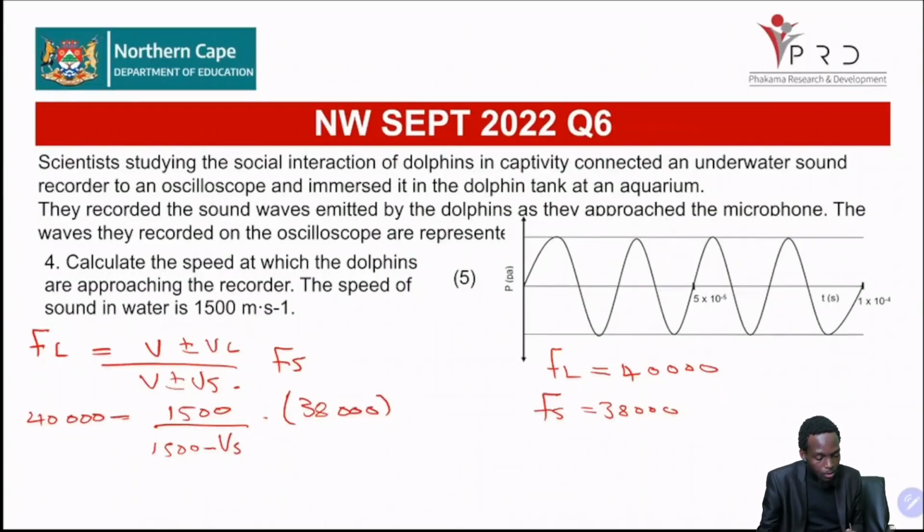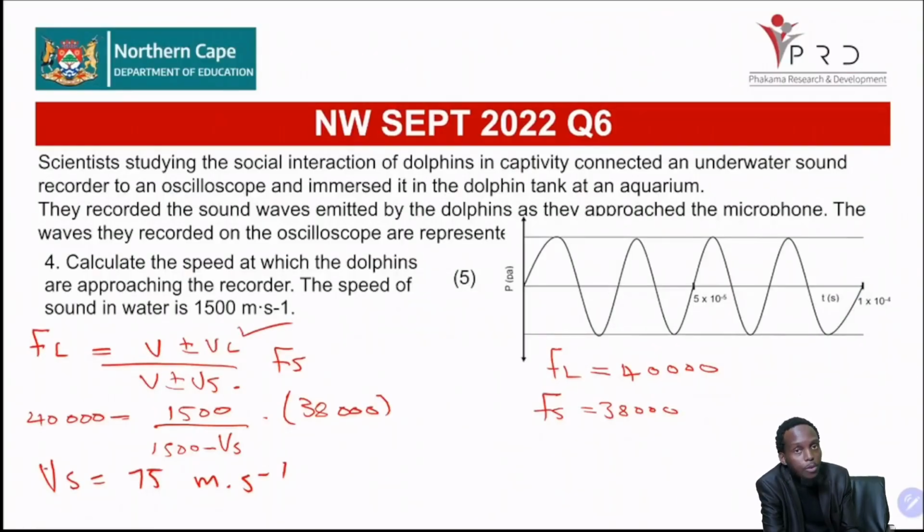38,000. So this is going to say 38,000 times that divided by that minus that. And the speed at which the dolphins are moving is 75 meters per second. Now, this is how you're obviously going to get marked. It's 1 mark for the formula standard, and then 1, 2, 3, 4, 5. And then that will be it.